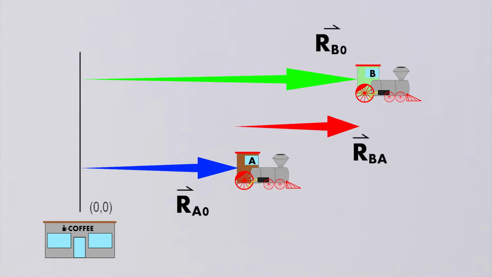So, from your basic vector algebra, you can write a simple position equation as shown here. r sub b 0 is equal to r sub a 0 plus r sub ba. What this means is the position of train B is equal to the position of train A plus the position of train B with respect to A.